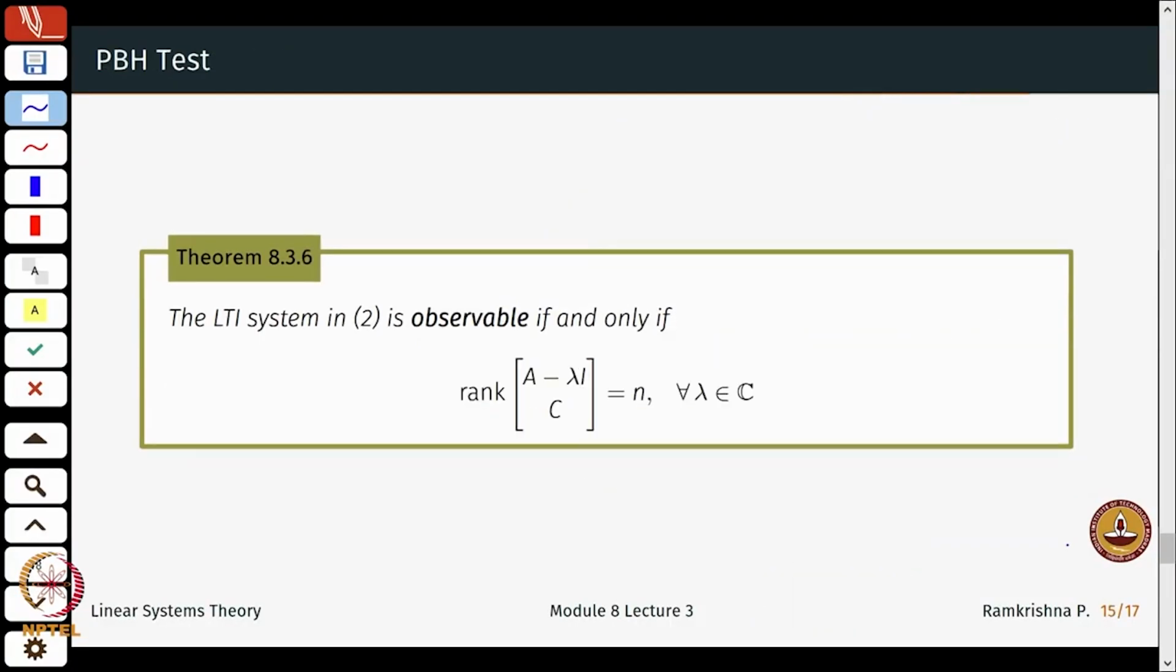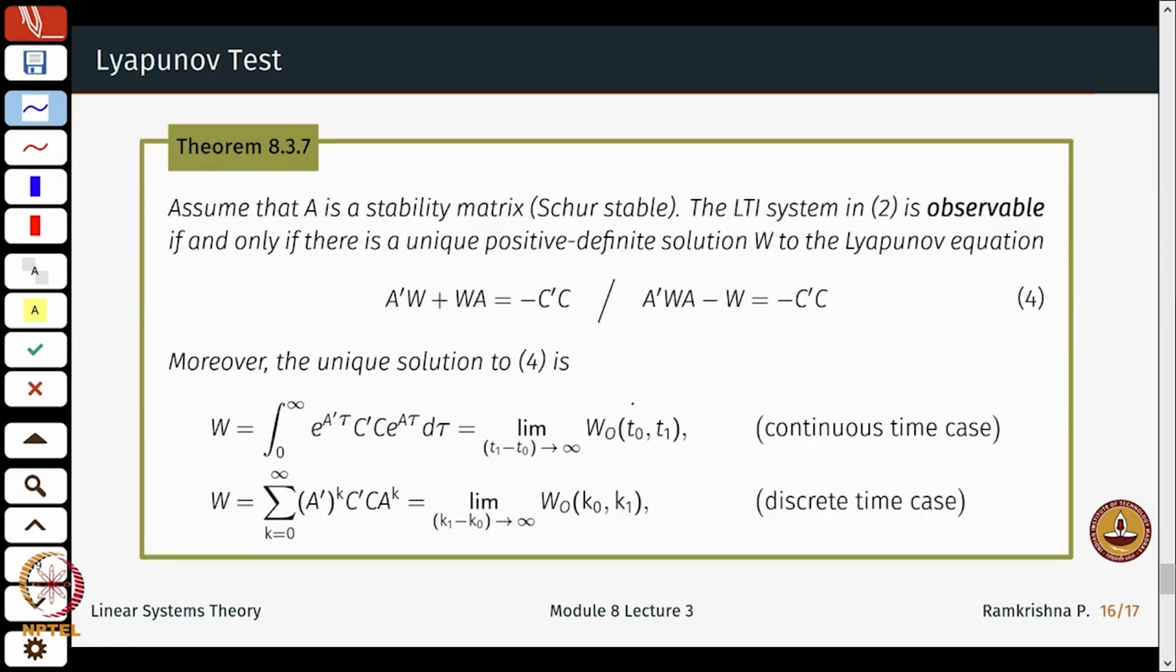Similarly, I will have the PBH test. Again, I will not do the proof of it, or you can just write down the analogous thing for yourself. The LTI system 2 is observable if and only if this rank is equal to n. Again, I will not touch upon the proof, even with the duality. I would like you to work on it a bit.